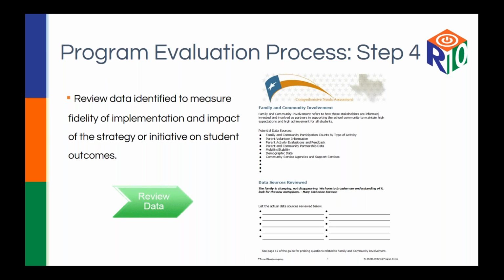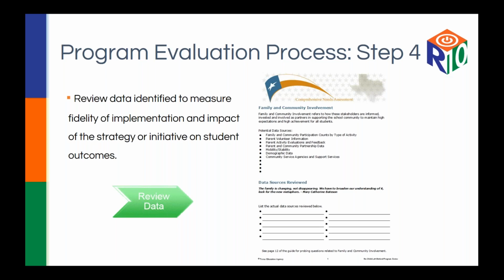Step four is evaluating the data, or reviewing the data itself. I am reviewing the data to identify and measure the fidelity of implementation and the impact of the strategy or initiative on student outcomes. Even with parent and family engagement, sometimes because it is titled parent and family engagement, we forget that at the end of the day, it all comes back to improving student outcomes and student academic achievement. So with what I'm doing with my parents and families, building their capacity, when it all comes down to it, our student academic achievement should increase as well.